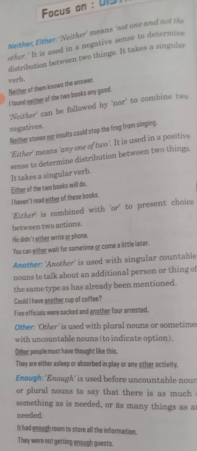Like, suppose, either of the two books will do. It means either one or the second one. From two you can do one. Neither of them knows the answer. Not no. Neither he nor the second boy. Both of them don't know the answer. So neither is negative. We follow neither with nor always. Whenever you are using neither, you should follow it with nor.